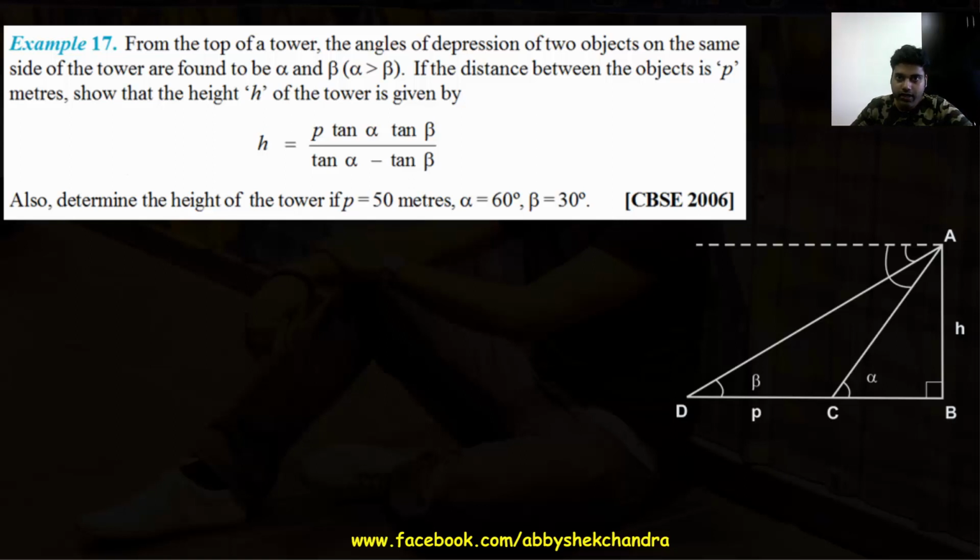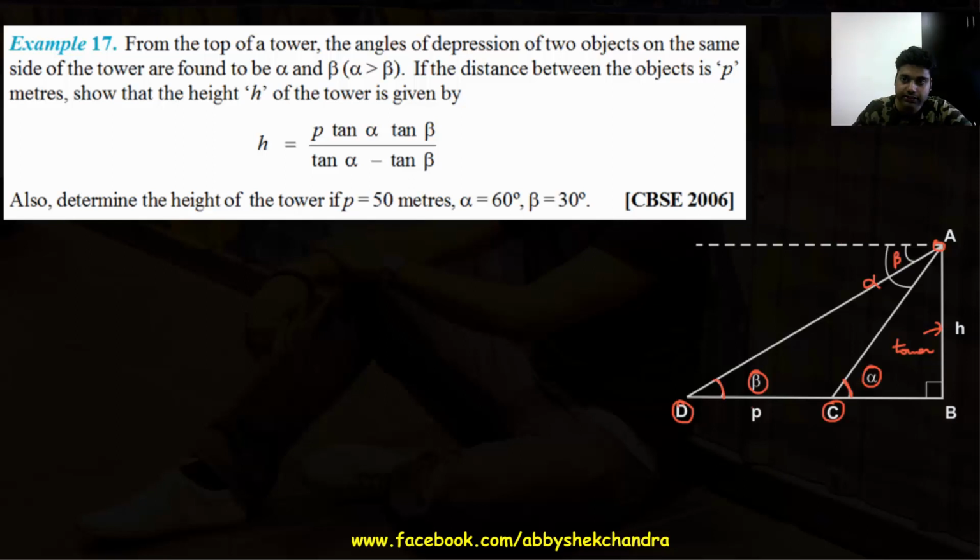Now from the top of a tower, the angles of depression, so I'll just explain it here. This is the tower, right? From the top of the tower, which is at A, the angles of depression of two objects on the same side of the tower, so the objects are kept at D and C, are found to be alpha and beta, alpha greater than beta. So this will be beta and this will be alpha, right? So this angle will also be alpha because they are alternate angles, and again this angle will be beta because they are alternate angles, right?